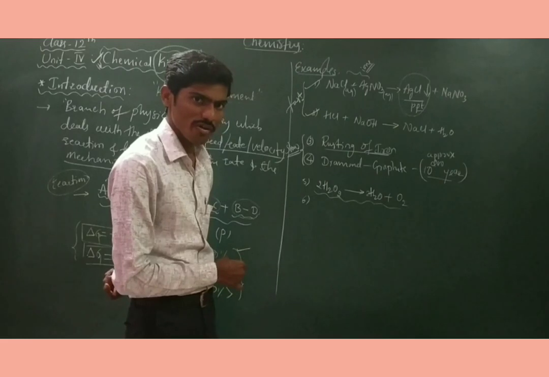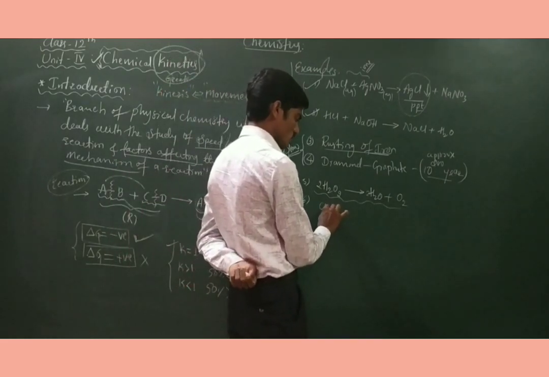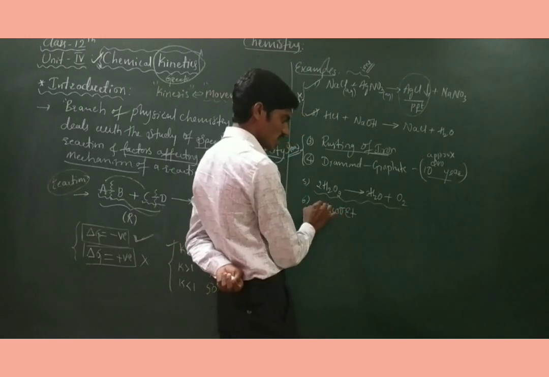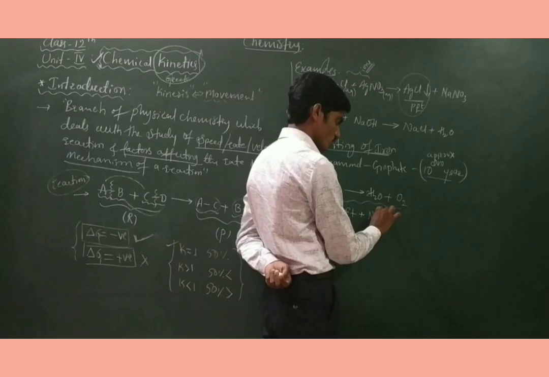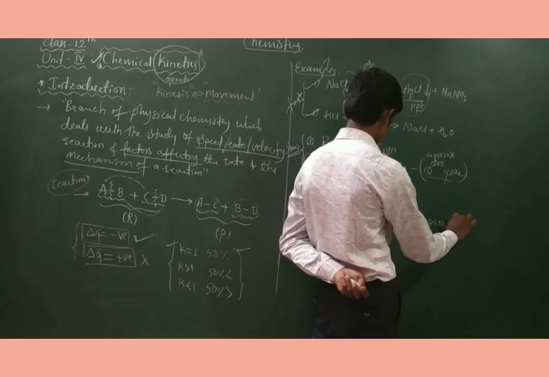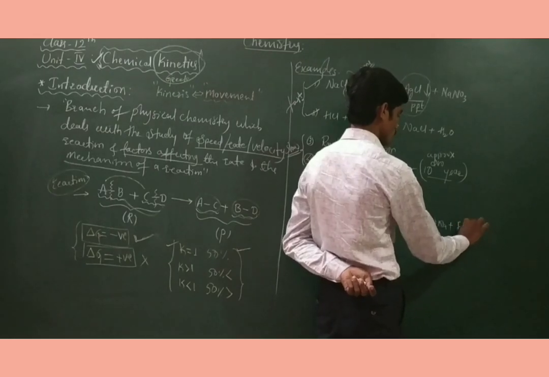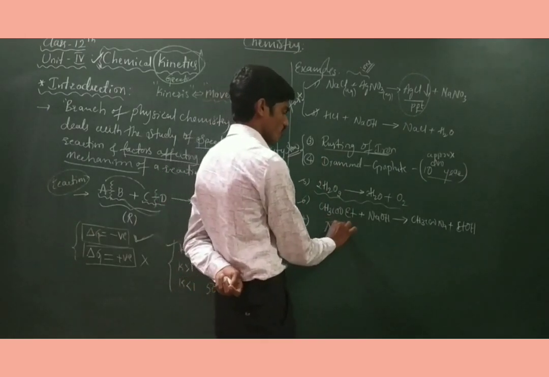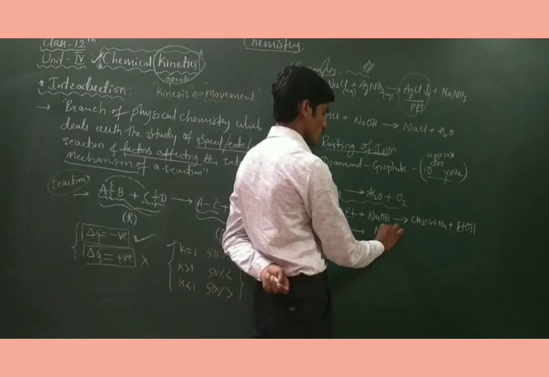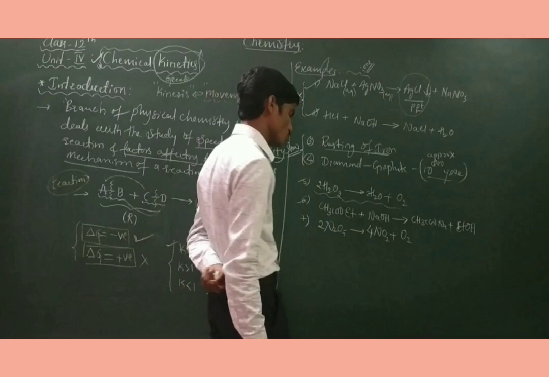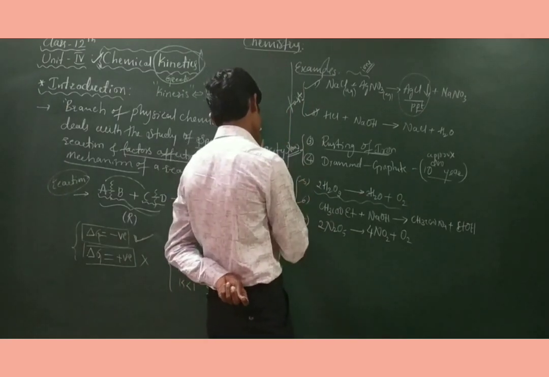Acid hydrolysis of ethyl acetate or methyl acetate. CH3COOH, acetic acid. Hydrogen is replaced by an ethyl group, so it becomes ethyl acetate. Ethyl acetate in the presence of sodium hydroxide gives rise to CH3COONa plus EtOH, ethyl alcohol. Hydrolysis of ethyl acetate is a moderate reaction. Decomposition of nitrogen pentoxide gives NO2 plus O2: 2 molecules of N2O5 give 4 NO2 plus O2. So these are moderate reactions which are under observation in this topic.